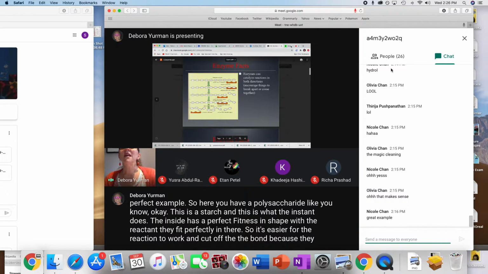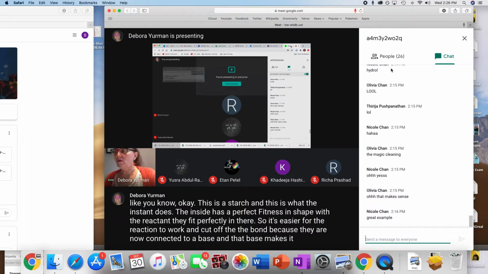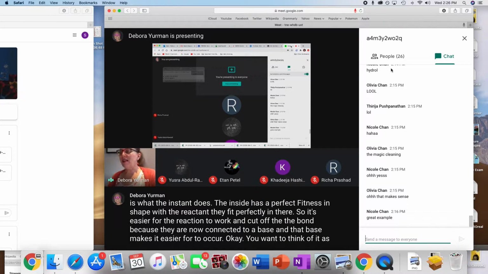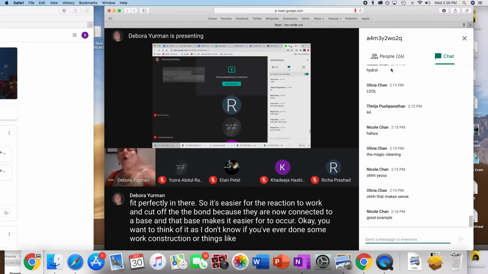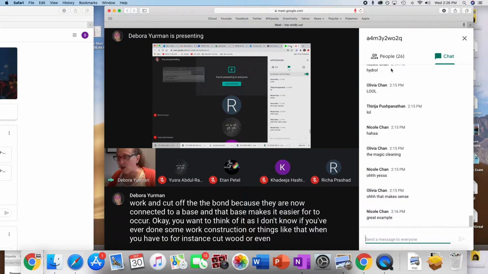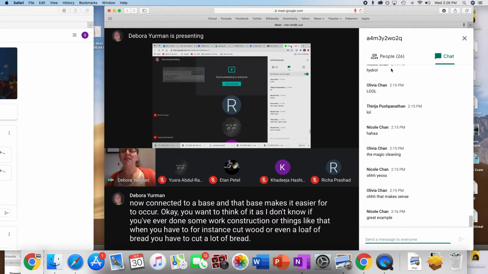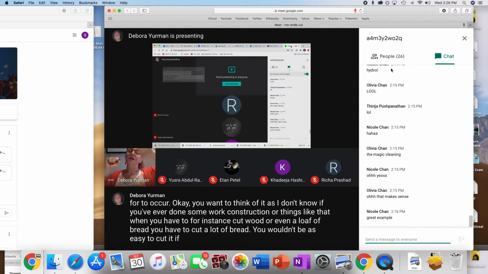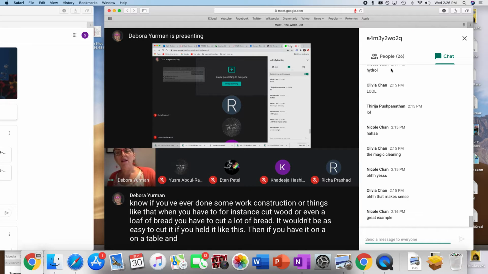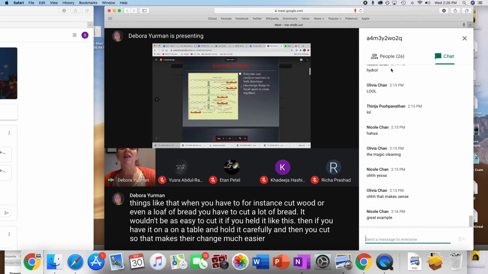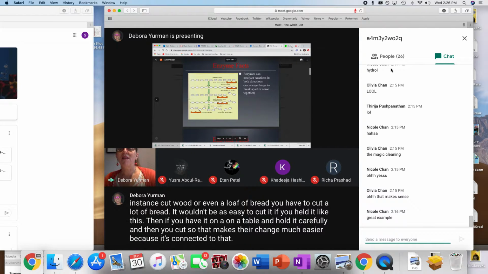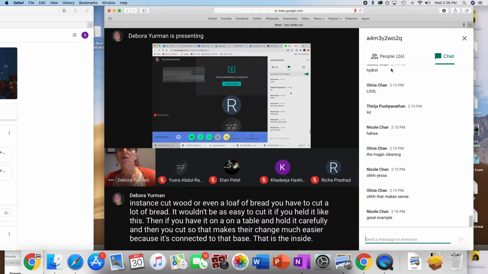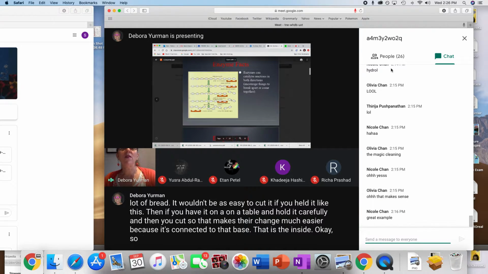Okay, think of it this way, if you've ever done some work, construction or things like that. I would have to, for instance, cut wood or even a loaf of bread. It wouldn't be as easy to cut a loaf of bread if you held it like this than if you have it on a table and hold it carefully and then you cut. That makes the change much easier because it's connected to that base that is the enzyme. Okay, so this is how the enzyme helps.